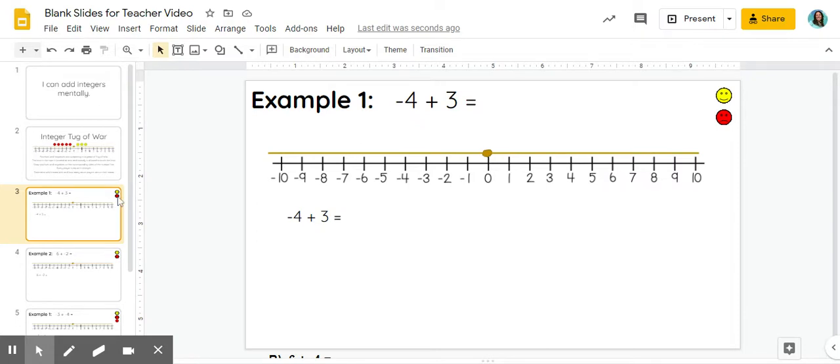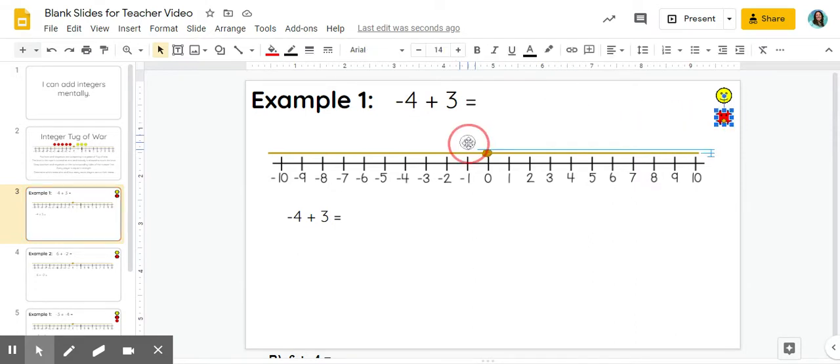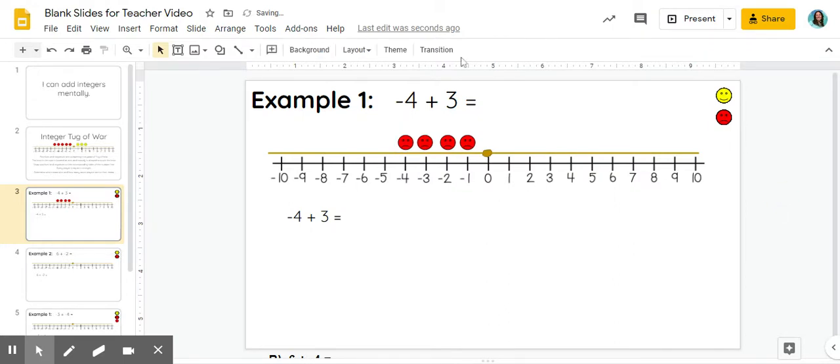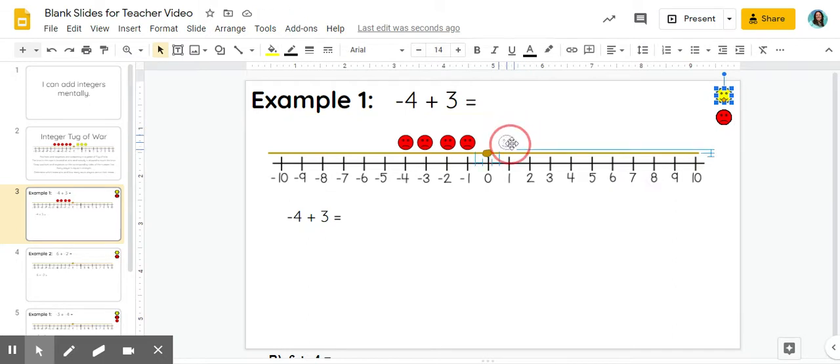Here's our first example. -4 plus 3. On the negative team, we're going to have 4 players. 1, 2, 3, 4. And on the positive team, we're going to have 3 players. 1, 2, 3.